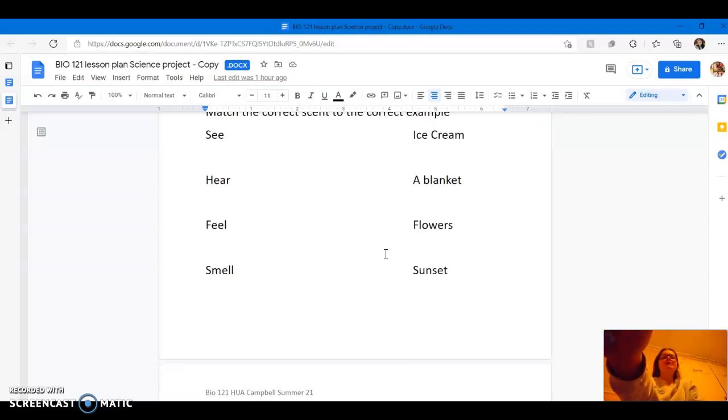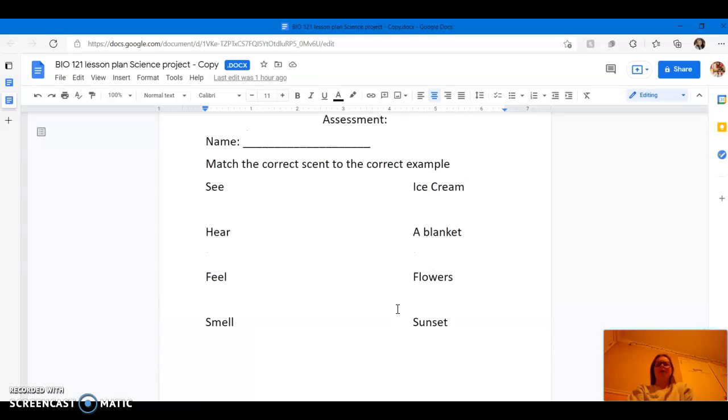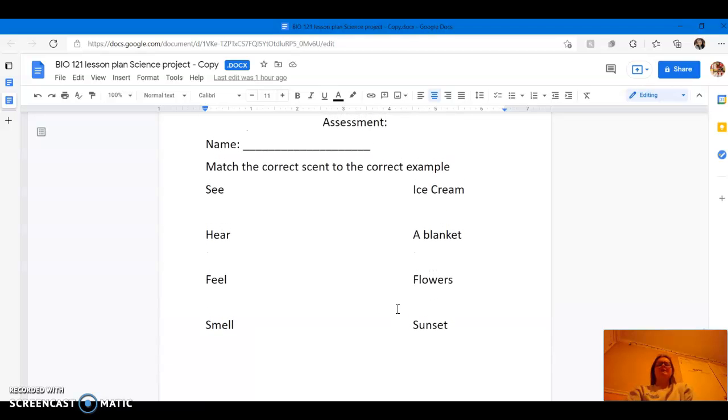It's just matching ice cream with taste, sunset with see, flowers with smell, and a blanket with feel. And then music with hear. It's not very long at all. It's not very complicated. I wanted to make sure it was really simple and really kind of put together.